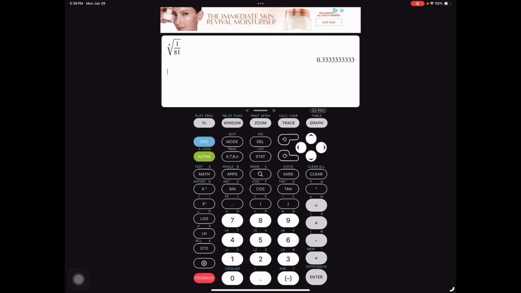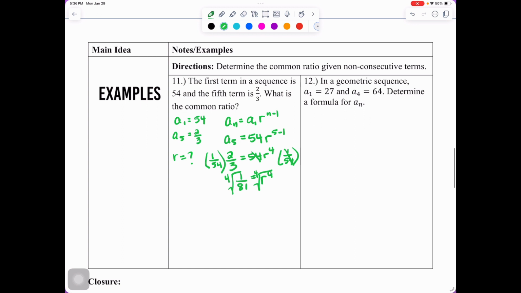Let's try that again. We'll do alpha y equals, pick option 4, and hit enter. And it changes it to 1/3 for me. So now we know that 1/3 is equal to r. And then I go back up and see, what were they even asking me for? They only wanted the common ratio, nothing further. So my final answer is r equals 1/3.